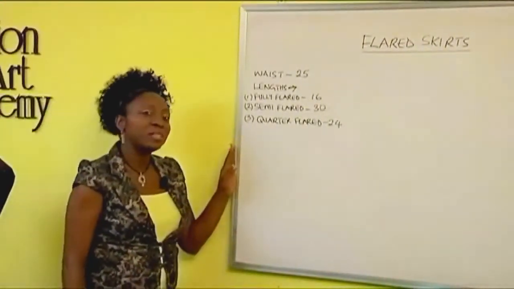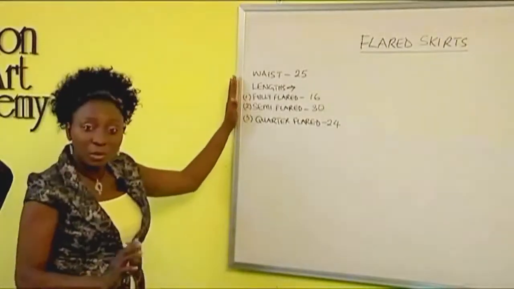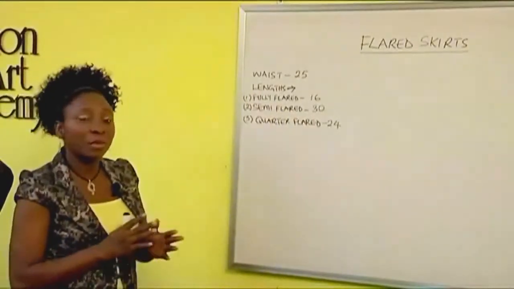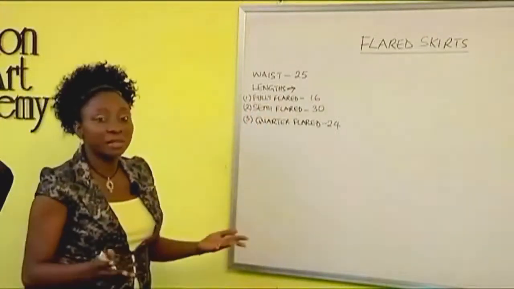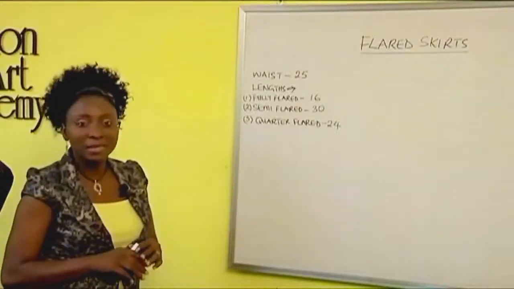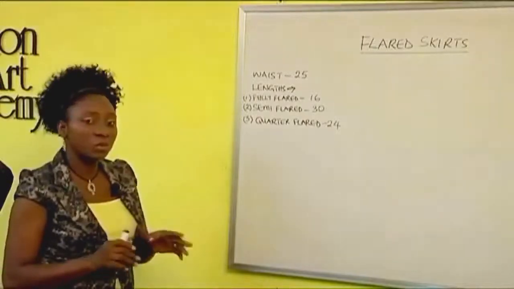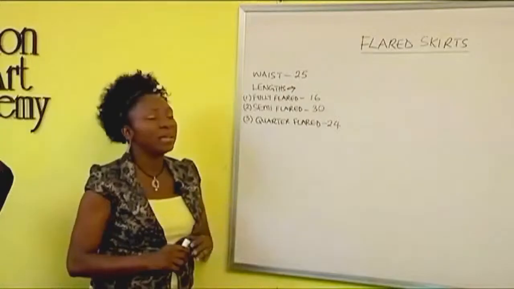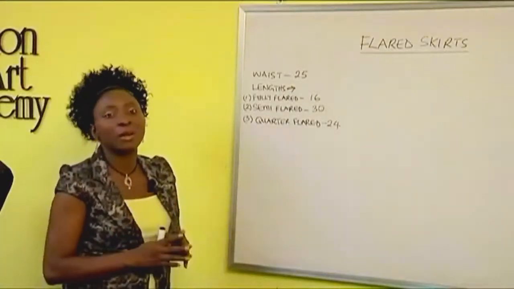These are the measurements we're going to use to make our skirts. We have the waist, which is a known measurement. Our waist is 25 inches. That's what we're going to be using to make the skirt. Now we have three different lengths here to practice with. For the fully flared, we're going to use a mini length, which is 16 inches. Then we have the semi-flared length, which is going to be quite long. We're going to use 30 inches for that. Then the quarter flared we're going to use as 24 inches. We have these varied lengths so that you can play around with them.